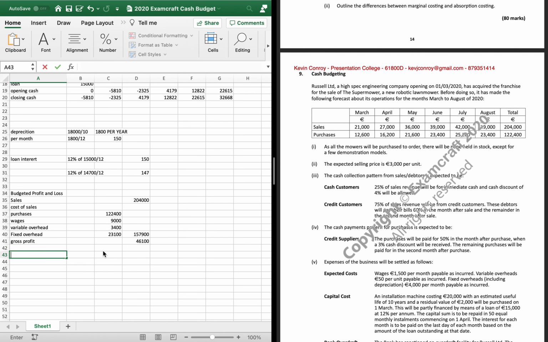We have to add on to that the discount we received. So the discount on our purchases. We received a discount of 3% of 50% of our purchases. Now we don't include the August amount. So the discount is going to be 3% of total purchases, 122,400, but we have to take away the 23,400 because it's 3% of 50% of that. Because we're only getting a discount on the cash sales element and the first months. So we don't get our August discount until September. So it's 0.03 by 0.5 by 122,400 minus 23,400. So that's 1,485. So that's what we're going to add on.